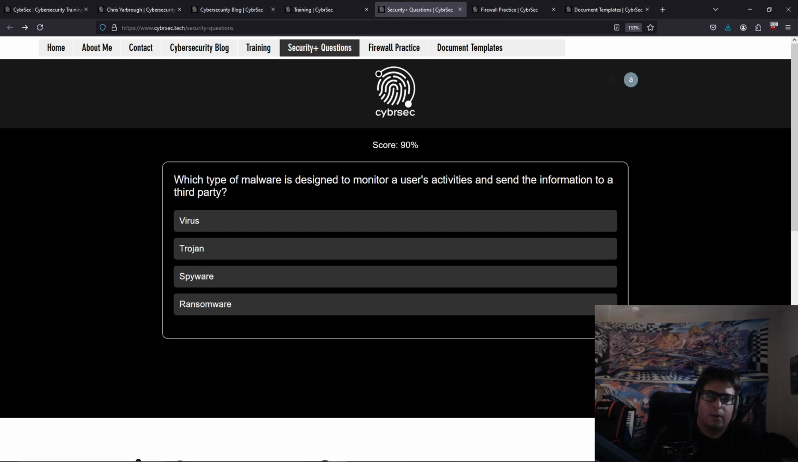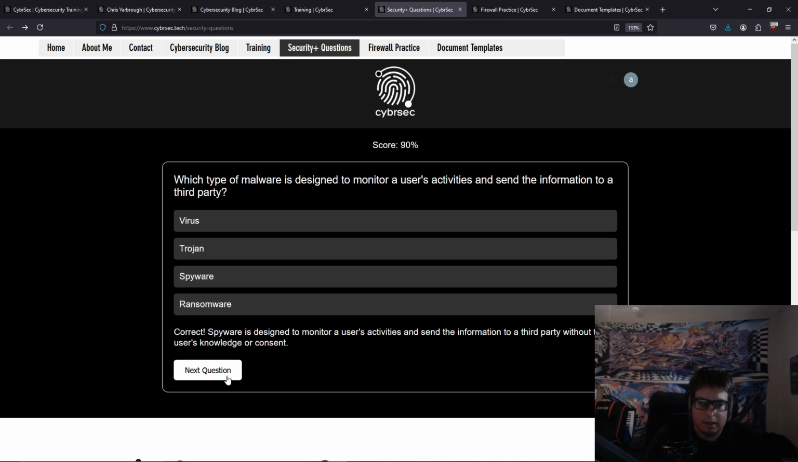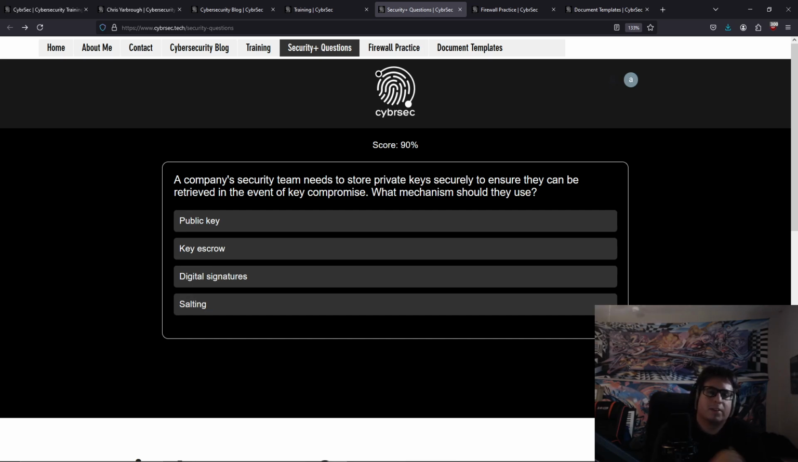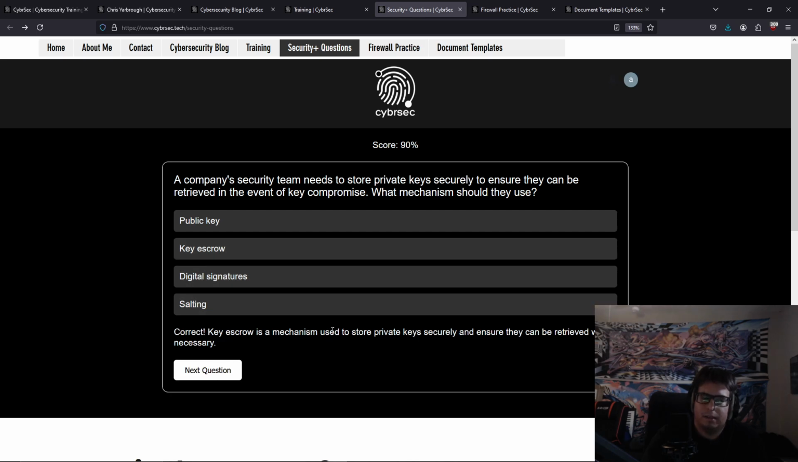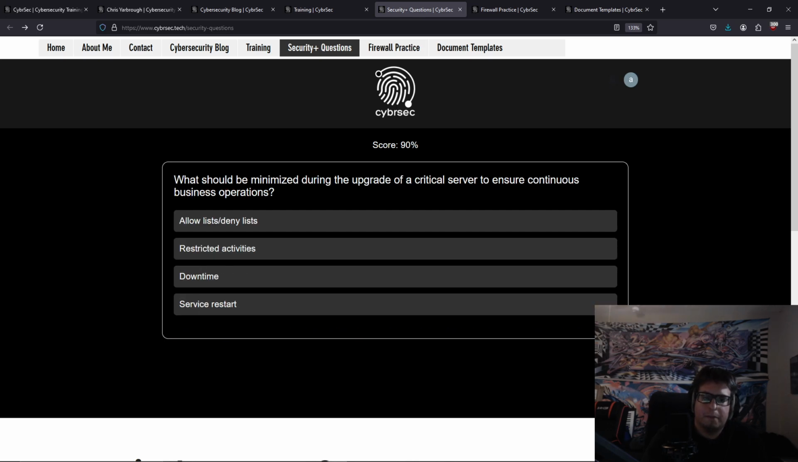Correct. What type of malware is designed to monitor users' activity and send the information to a third party? Spyware. It's spying on you. Yep. The company's security team needs to store private keys securely to ensure they can be retrieved in the event of key compromise. What mechanism should they use? Key escrow is where you put keys, right? Correct. Used to store private keys.